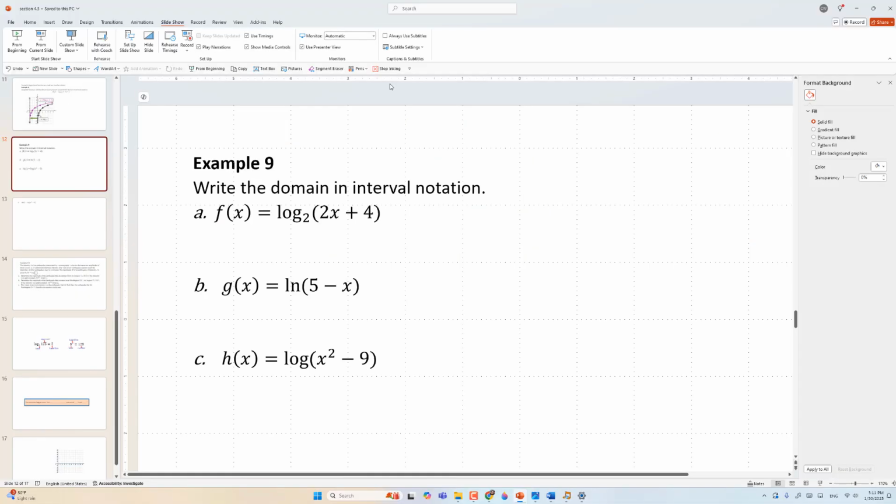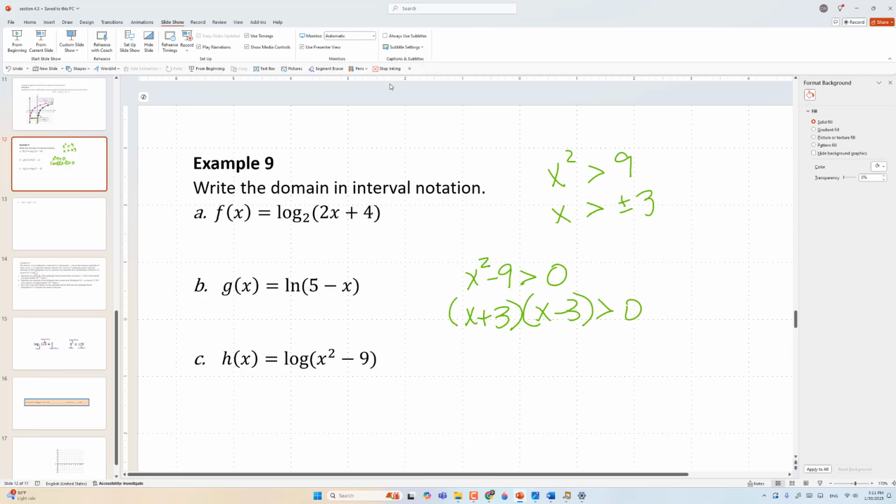This function, common log of (x² - 9): x² - 9 has to be greater than 0. That's (x + 3)(x - 3) has to be greater than 0. And notice, you can't just add 9 on both sides and take the square root on both sides.